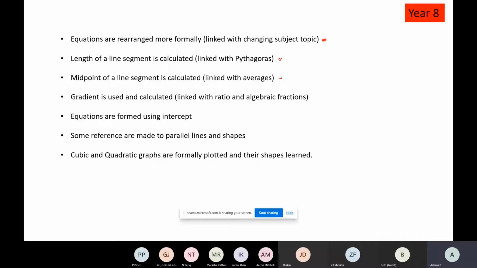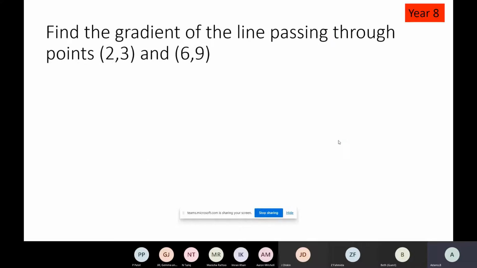And it links quite nicely without giving the equation x1 plus x2 divided by 2. Obviously they can generalize those forms, but it's just average x, average y. We do ratio in year 8, so that links really nicely with gradient. And then forming simple equations where we know the intercept and talking about parallel lines, and then just extending the type of graphs we draw. So just to give you a few types of year 8 questions we would get. Find the gradient of a line passing through points 2, 3 and 6, 9.